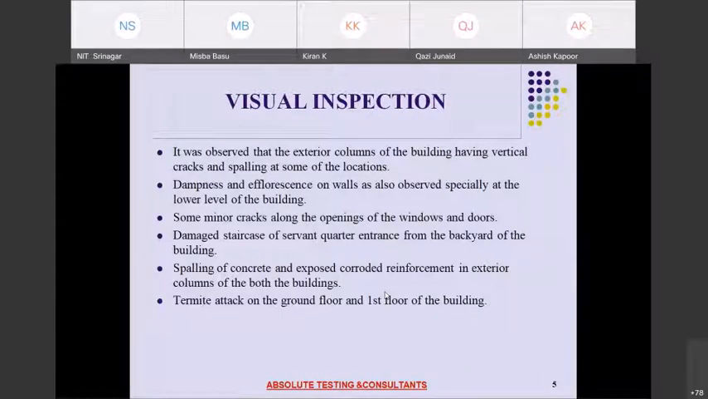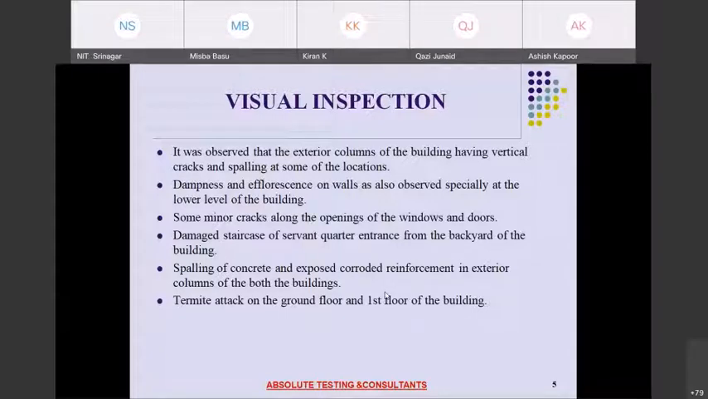So what we have found based on the first visual inspection that was done. So what was the observation? The first observation is that the exterior columns of the building have vertical cracks and spalling at some of the locations. Based on the vertical cracks, we got to know that these cracks were exactly over the line of reinforcement. So this indicates that there is a chance of corrosion inside the embedded steel reinforcement. And along with the cracks, at some locations spalling was also observed.